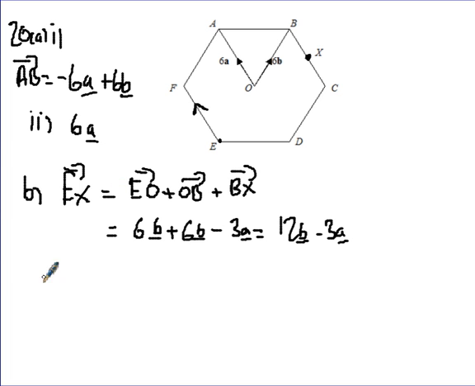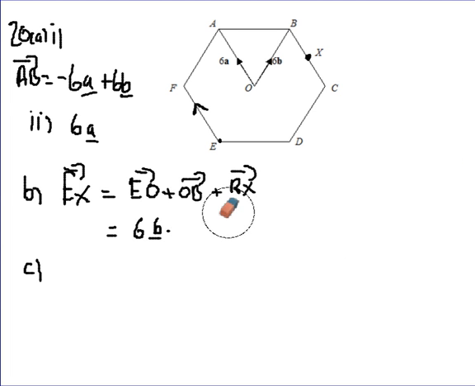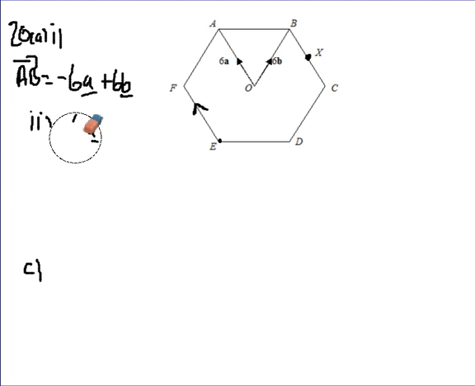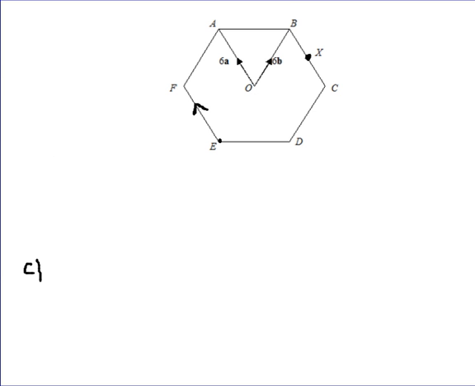And then C, Y is the point on AB extended, such that AB and BY is the ratio of this to this. Prove that E, X and Y lie on the same straight line. So what I'm going to do here is just drop all this working out here. Part C then. I need to sort of visualise this.